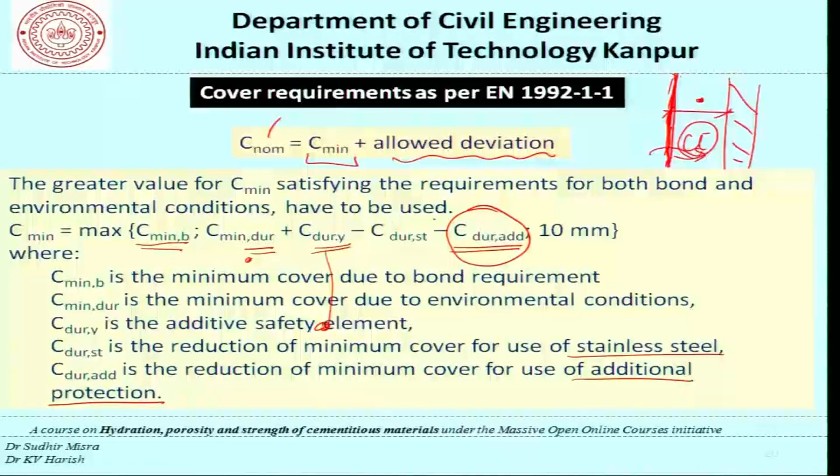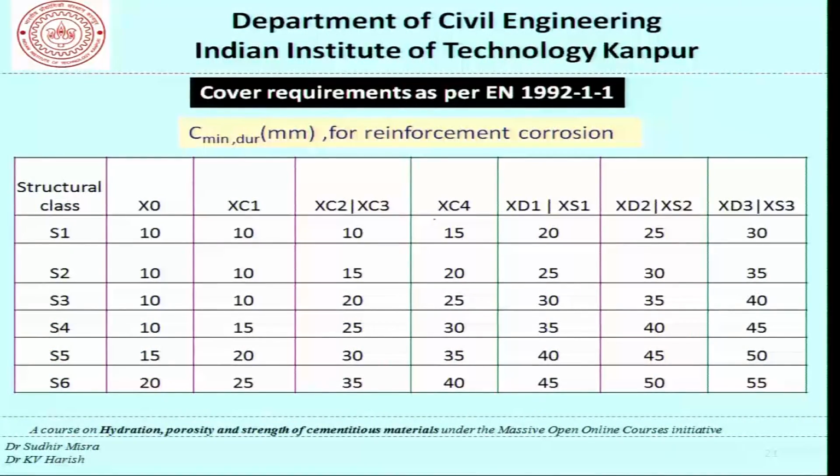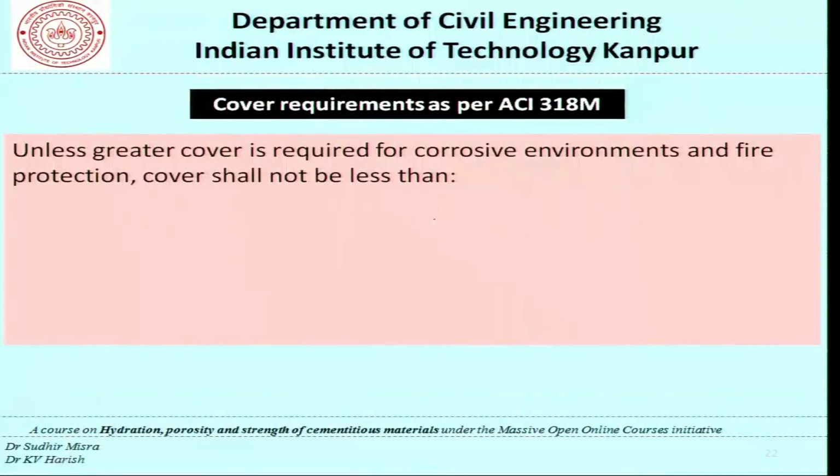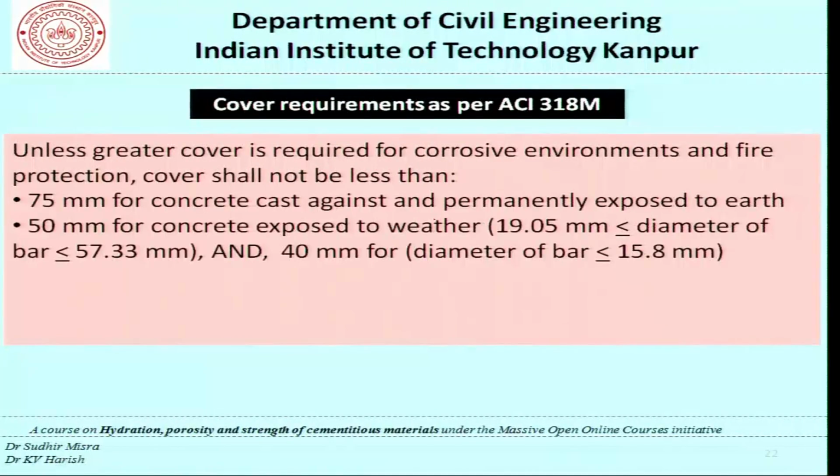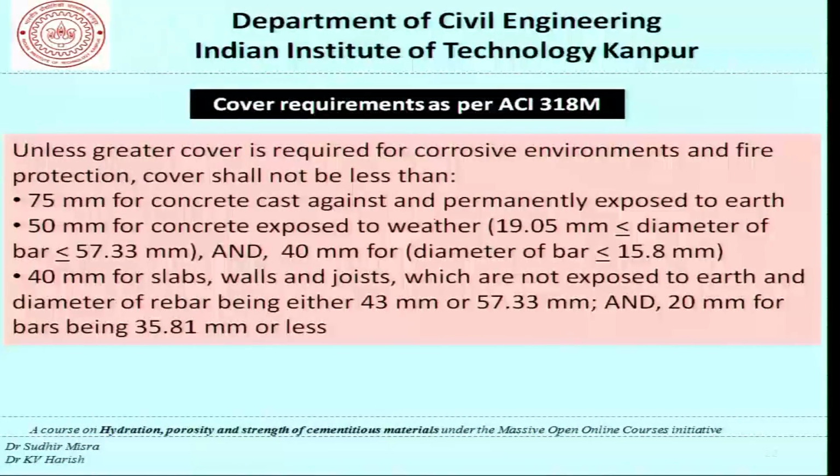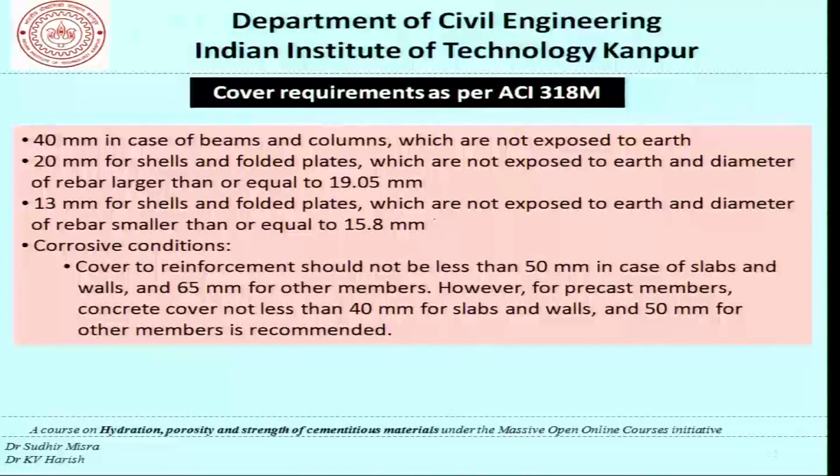C durability additional steps. Now, from the durability considerations, this is the kind of table which tells us for different classes of structures what the minimum requirements for cover are. And similarly, we have the requirements given in ACI 318 in this slide and the next one, which is this.